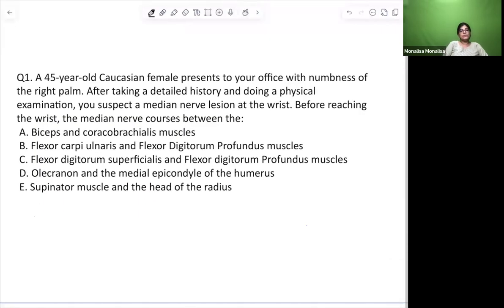Now, a 45-year-old female presents to your office with numbness of the right palm. After taking a detailed history and physical examination, there is a median nerve lesion. Can you tell me the course of the median nerve, or which muscle the median nerve is related to?